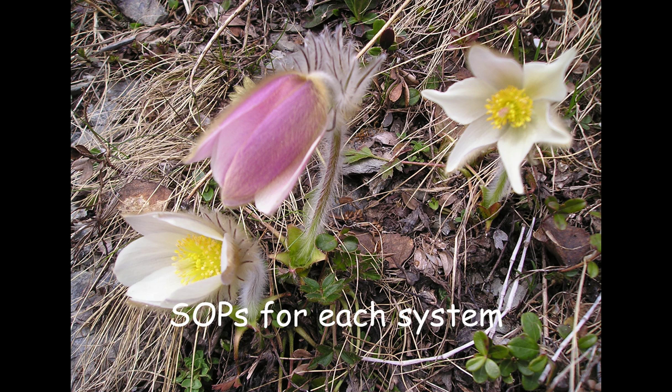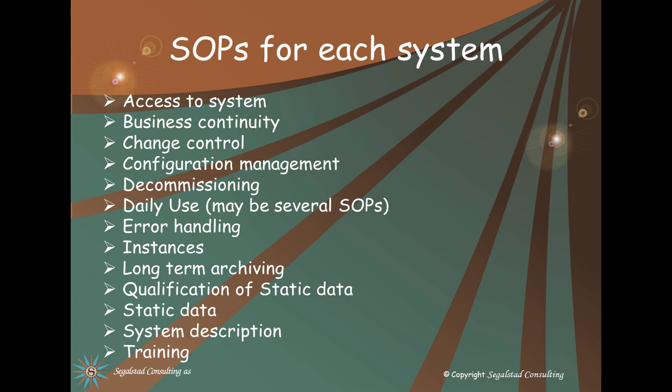SOPs for each system. Now, if you want to keep the system in a validated state, we need to have it under something close to a complete control. This can best be done by having standard operating procedures or SOPs for the system. There's a long list of SOPs to keep a large system like LIMS in a validated state at all times. I do not have time to go through the detailed content on this list, but more information on each SOP can be found in the books that I've written, and there will be a reference at the end here.